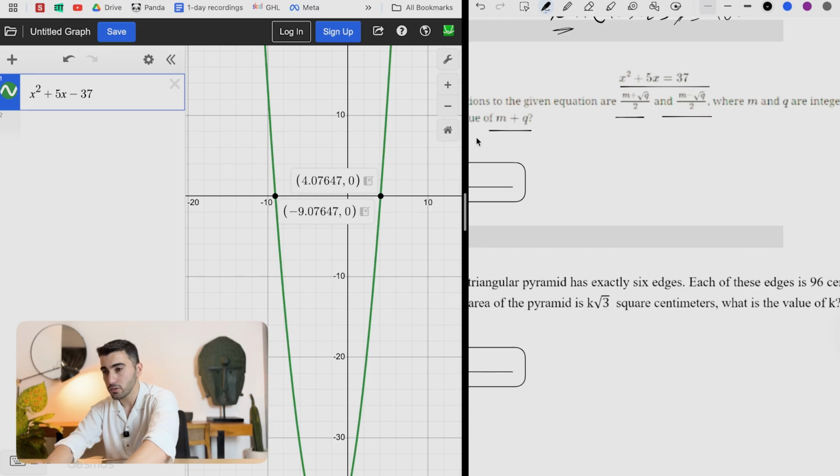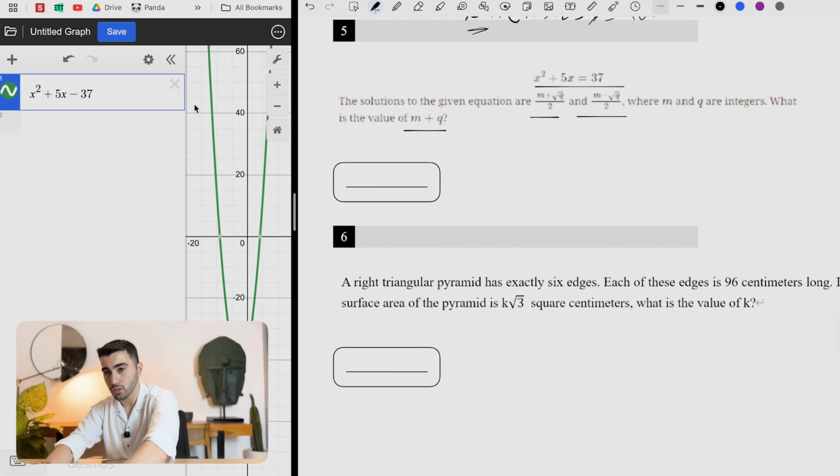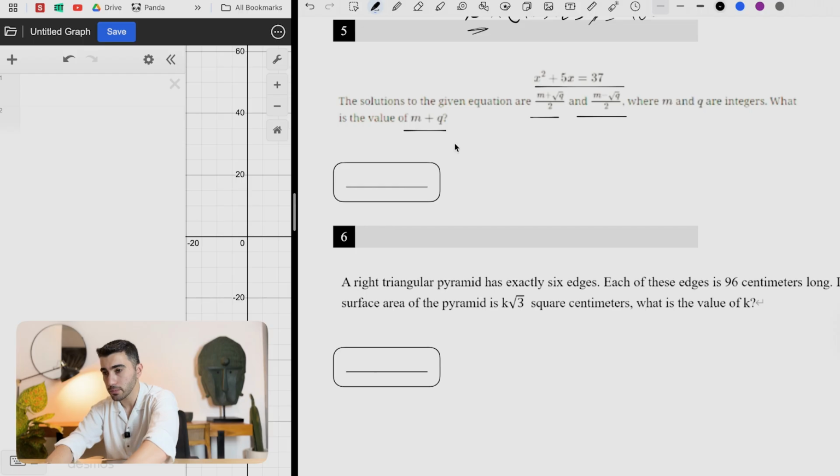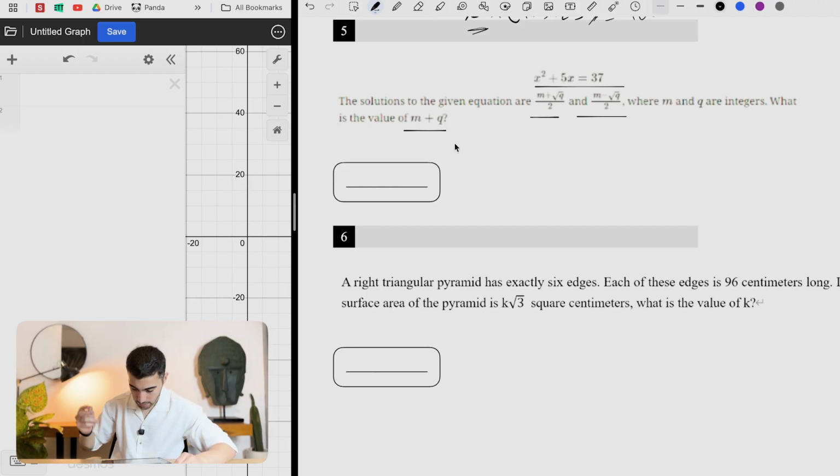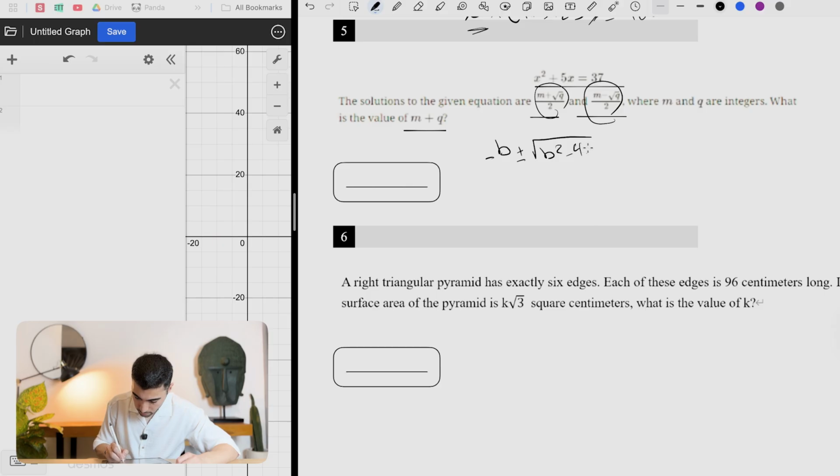So rather than that, you can just do it the normal usual way that we do on paper using the quadratic formula. So let's just do that one. The solutions are these. We know that the solutions of the quadratic equation are negative b plus minus square root of b squared minus 4ac over 2a. So we will use this. Okay, so we have two solutions.